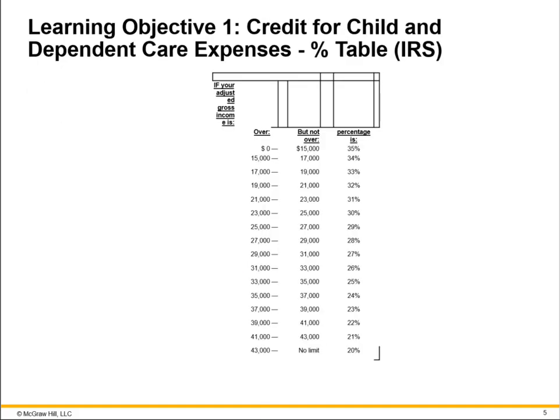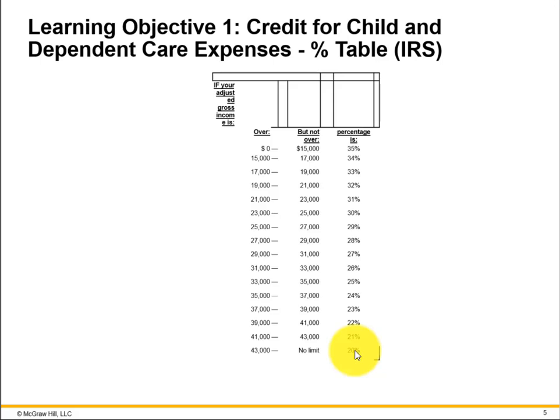All right, here is the percentage you use. Remember, it's never 100% of what you spend. It is based on this. Notice there's no limit. If it goes over 43,000 AGI, it's still 20%, up to whatever, unlimited.